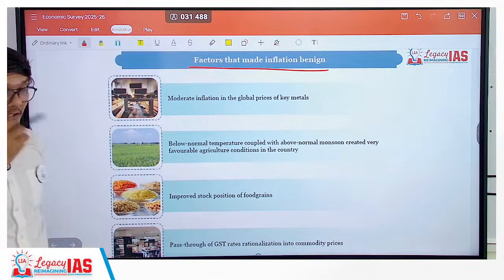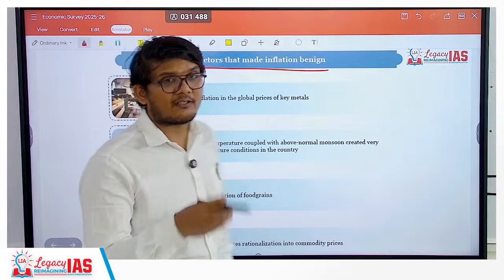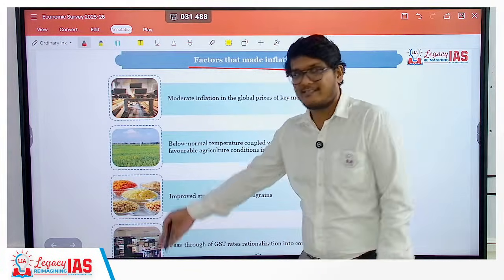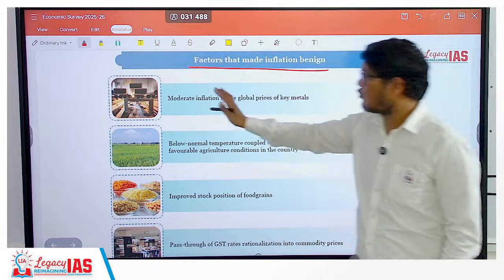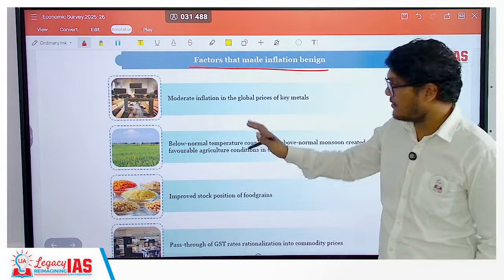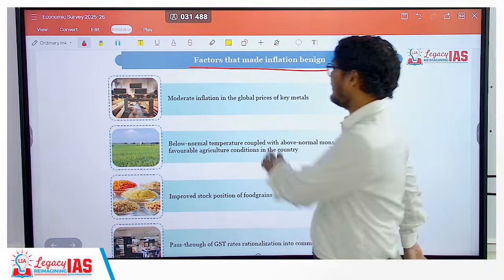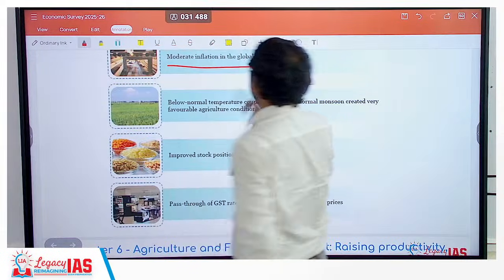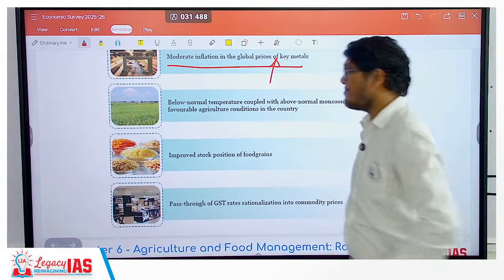So if in questions or in mains you are asked the reasons, of course you can write various other reasons which also would be there, but the economic survey lists it down for us. So it is important for us to mention these reasons, and if you can follow the same sequence in your answer, there can be nothing better than that. So first is moderation in inflation in the global prices of key metals.